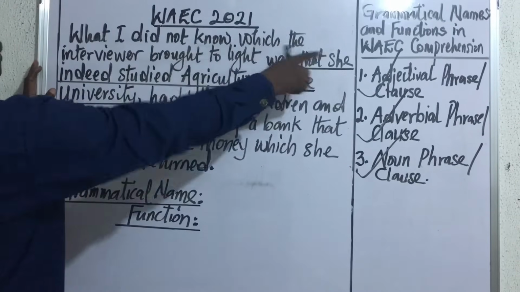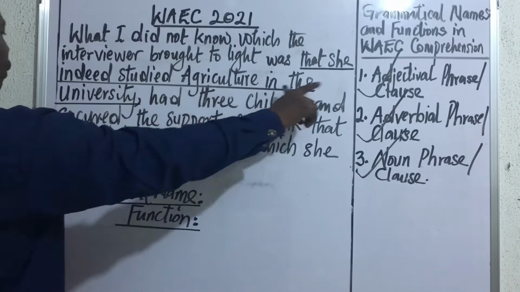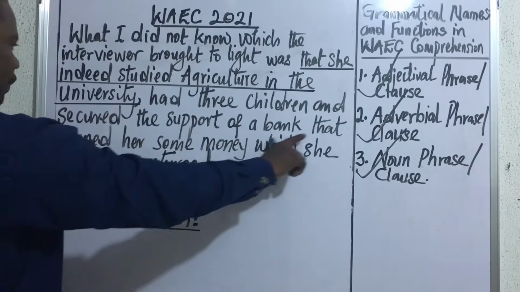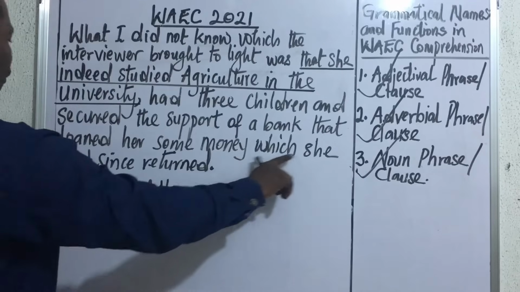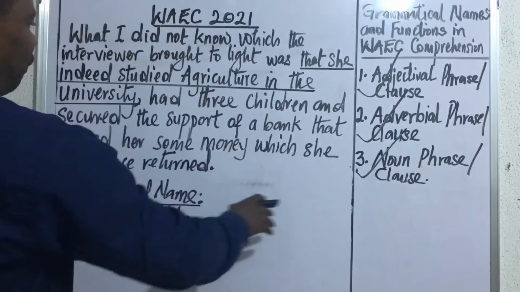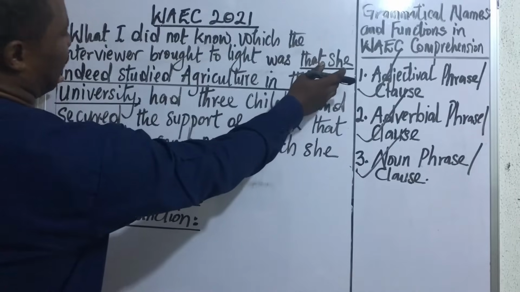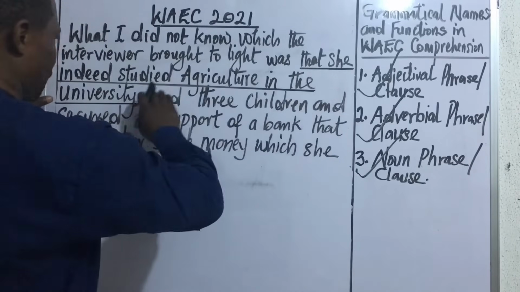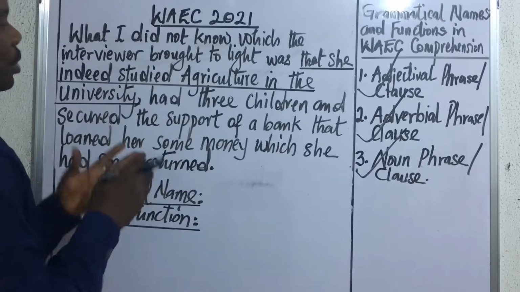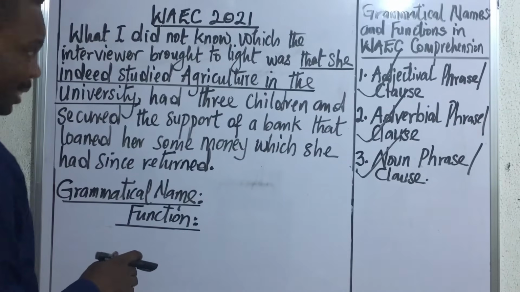What I did not know, which the interviewer brought to light, was that she indeed studied agriculture in the university, had 3 children, and secured the support of a bank that loaned her some money, which she had since returned. All right, so I just brought out the whole of the sentence from the passage. What is given to us under the question section is that she did study agriculture in the university. Like I told you before, whenever you consider the answer, make sure you trace the underlined expression to where it is underlined in the passage.